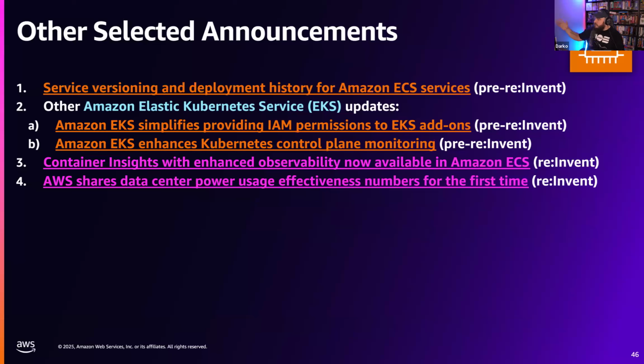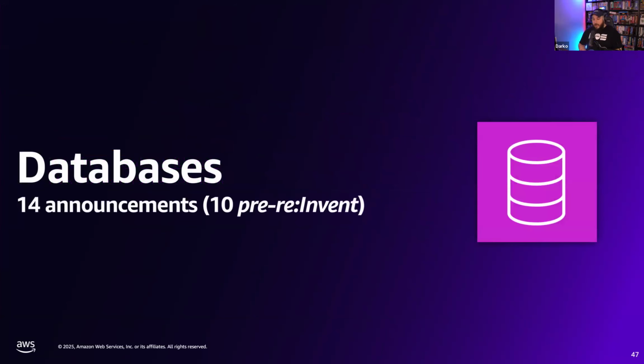So yeah. A couple more service selected announcements: service versioning, IAM permission simplification, Kubernetes control plane monitoring, yada, yada, yada. All of these things are going to be available in this deck at the end of this presentation. Okay, databases, right? There's a lot of database stuff happening. There have been a lot of announcements, really, really good announcements coming in from the database world.